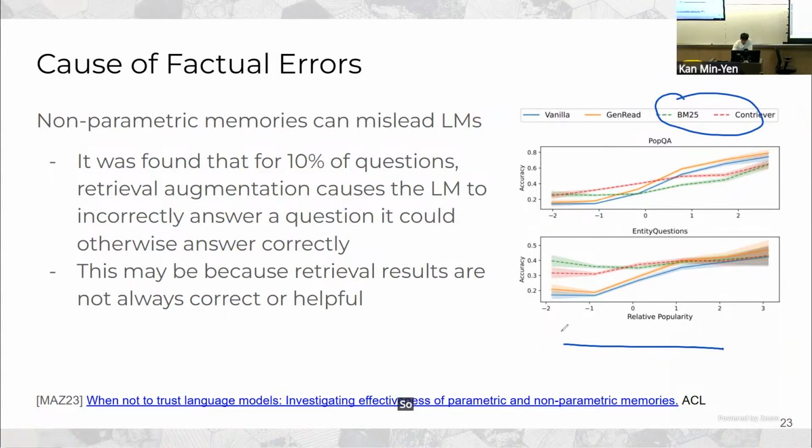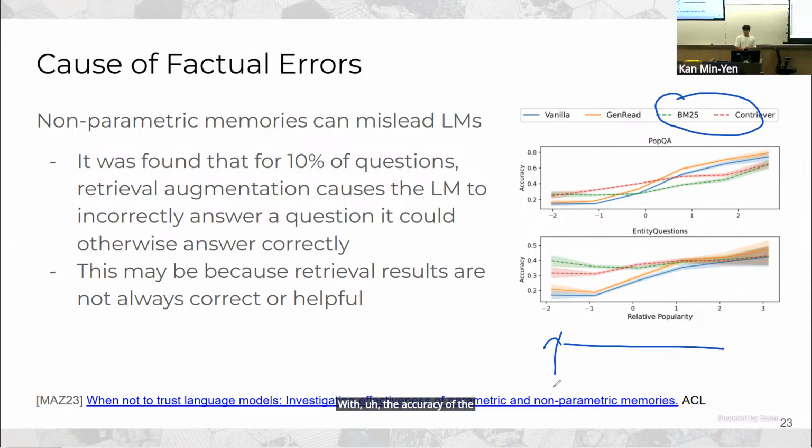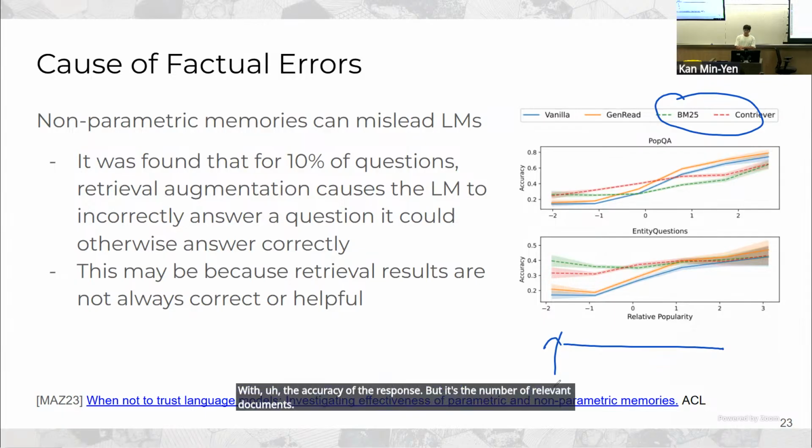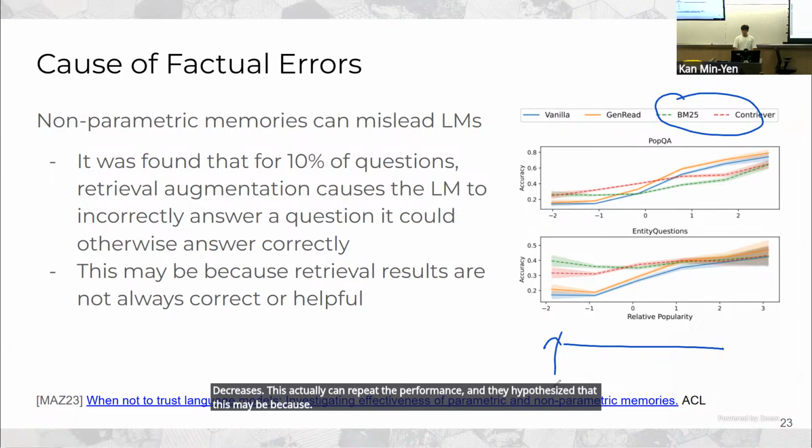So over here, when there's a small number of related documents in the pre-training set, having a non-parametric memory, so having retrieval, actually helps with the accuracy of the response. But as the number of relevant documents increases, this actually can impede the performance. And they hypothesize that this may be because the retrieval results are not always correct or helpful.